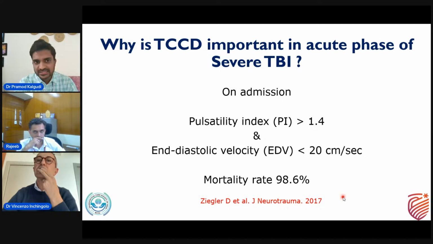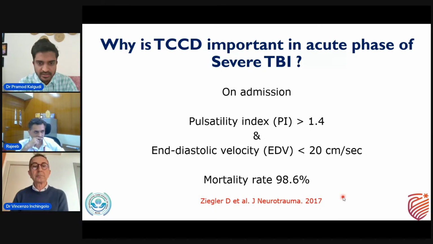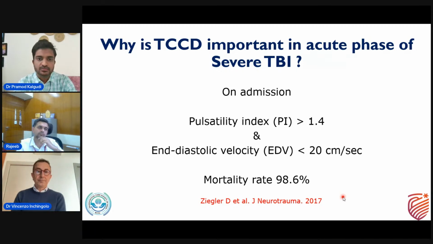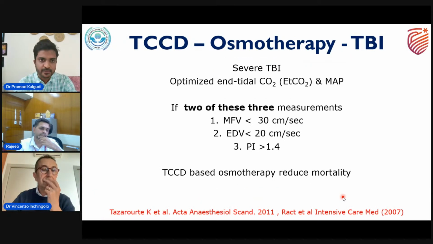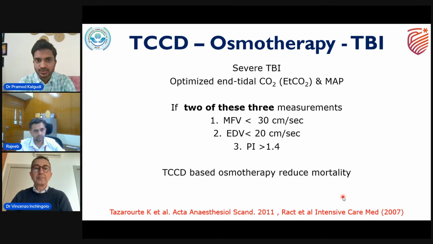So, why do I want to do TCCD in a patient with severe traumatic brain injury? A study done in 2017 showed that on admission, if the pulsatility index is greater than 1.4 with an end diastolic velocity of less than 20, the mortality rate is 98.6%. That's tremendous mortality if the patient comes with such a Doppler spectrum. So it's quite an important tool for us to diagnose such patients at an early stage and probably start acting. Let alone diagnosing them at that stage, you can also treat them with osmotherapy, and these studies have shown that TCCD-based osmotherapy has reduced the mortality in these patients.